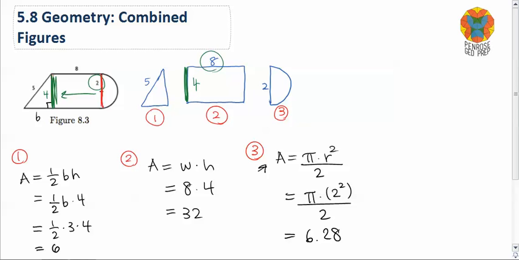So now all we have to do is add them up to get the area of the entire combined figure. So we have the area of the right triangle, which is 6, plus the area of the rectangle, which is 32, plus the area of the semicircle, which is 6.28. If you plug this into a calculator, you'll get that this equals 44.28, and that is the area of the combined figure.